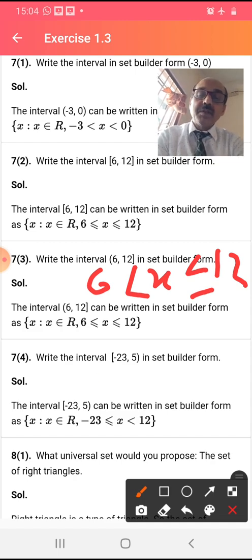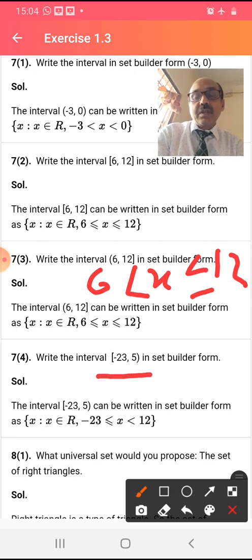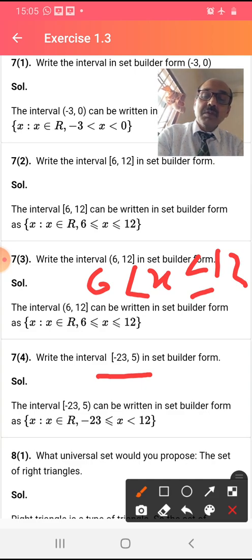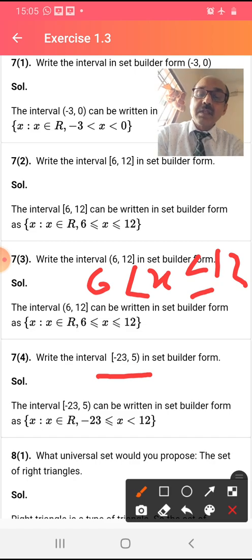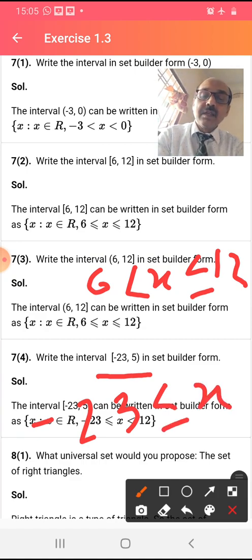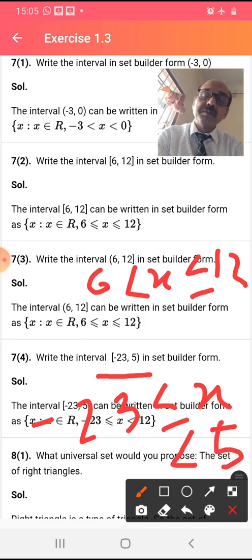Minus 23, next question, minus 23 comma 5. So minus 23, first box, is a closed interval, and 5 ends with an open interval. That means less than or equal to minus 23. Minus 23 less than or equal to x less than 5. Less than 5, because 5 ends with an open interval.